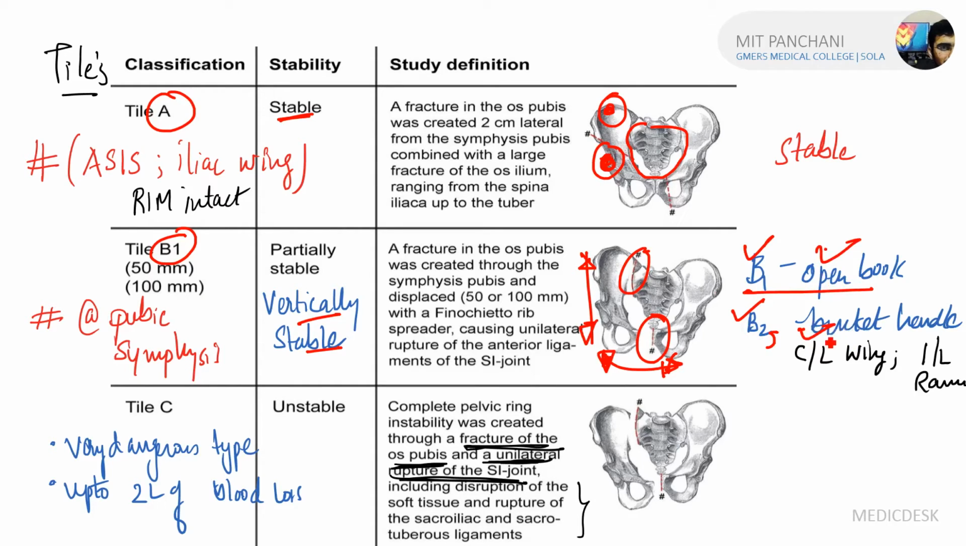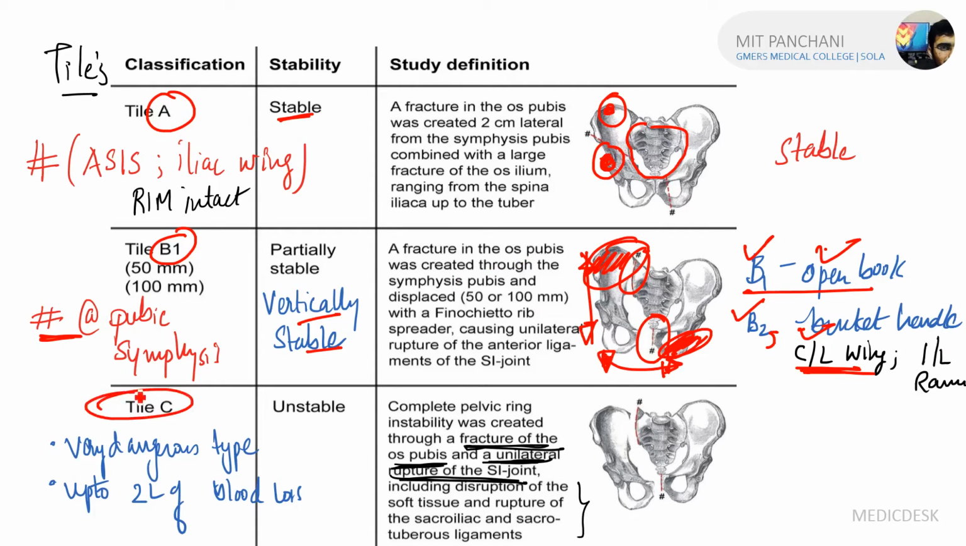Now in bucket handle type there is contralateral wing involved and ipsilateral ramus involved. So it can be like this combination, and this combination can be told as bucket handle, B2 of Tile's classification. So the site of lesion was the pubic symphysis.